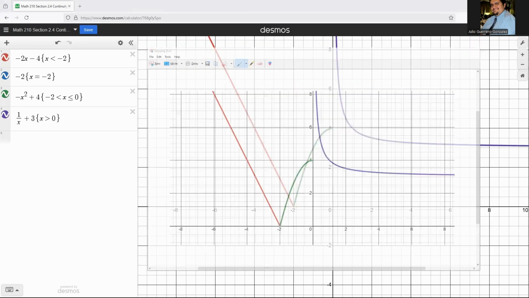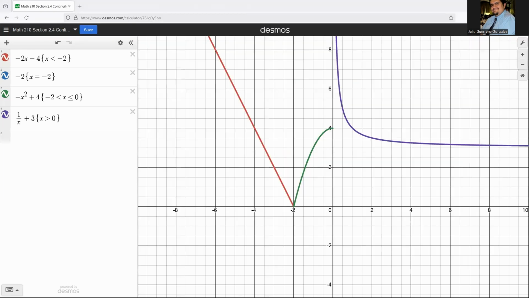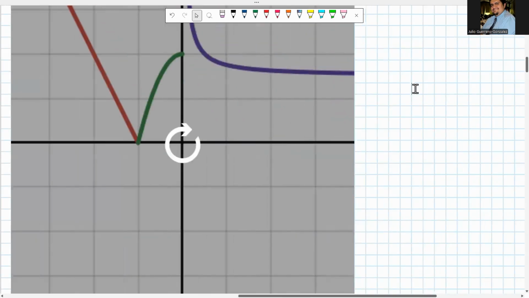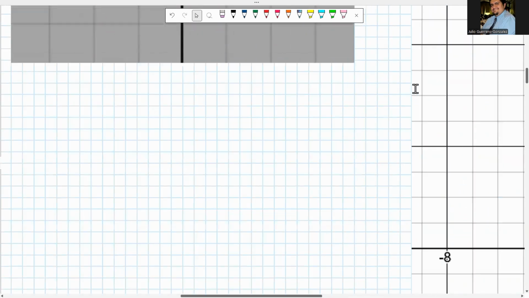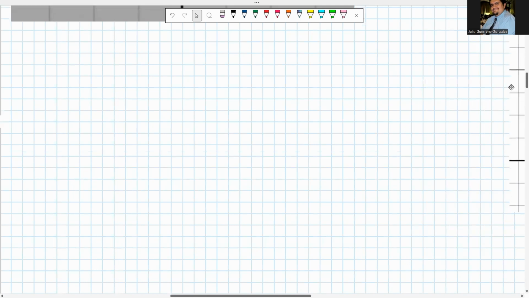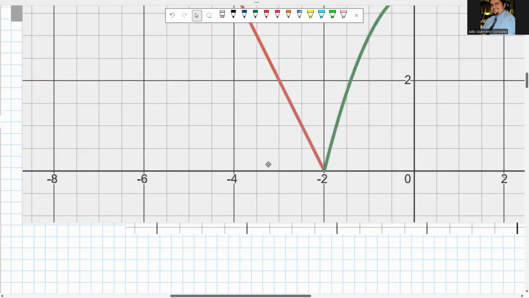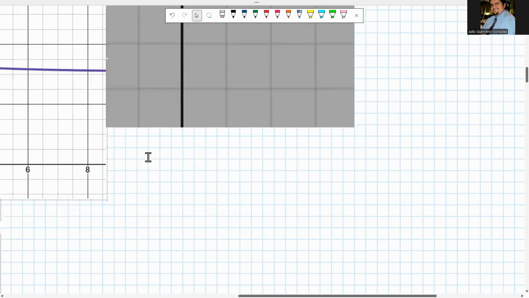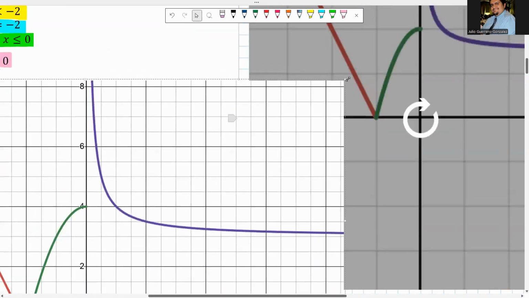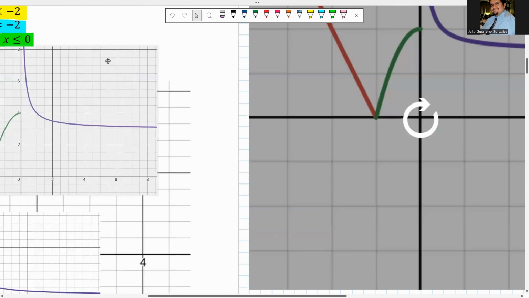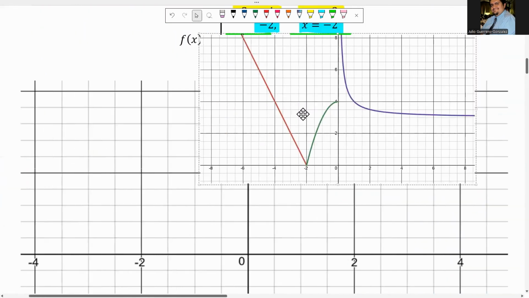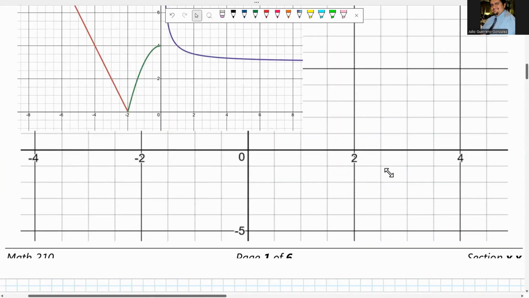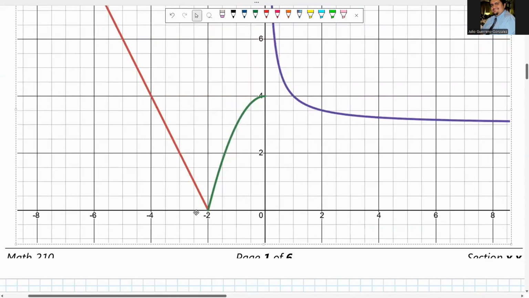Keep this link handy, because I will be asking you, and your online homework will be asking you, to create piecewise functions pretty darn soon. So I'm going to try to make this smaller so we can all see it, and I don't want to move anything. There we go. Now I'm going to stretch this out so that it covers the, boom, there we go.